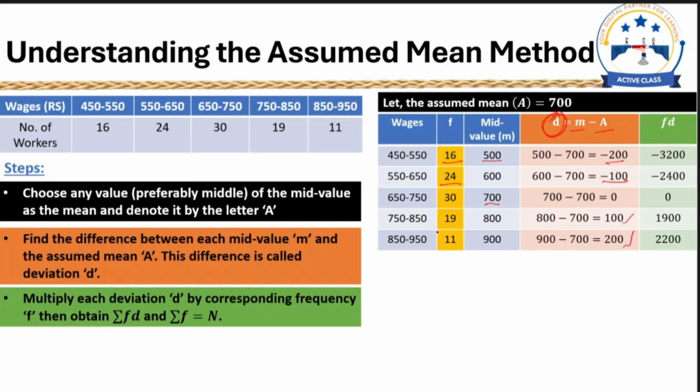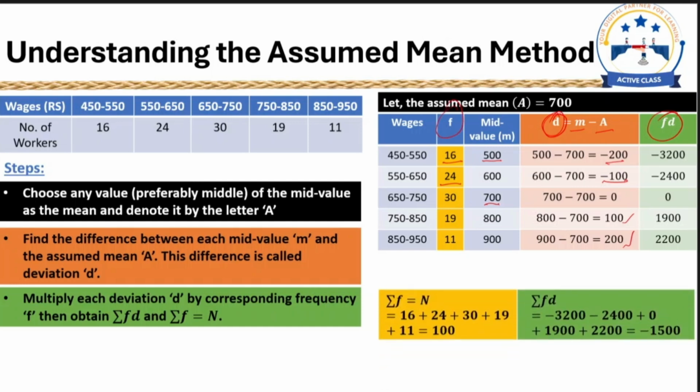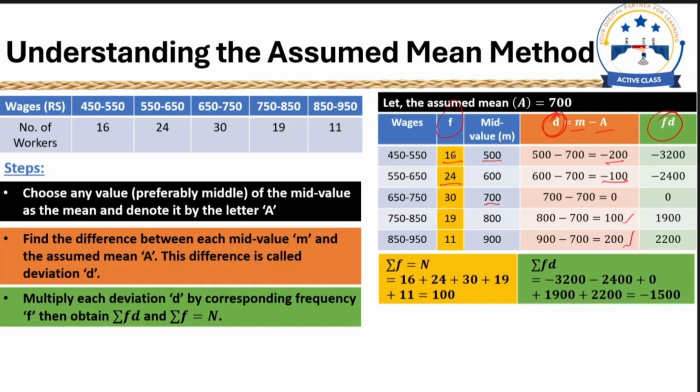0 into 30 is 0. 19 into 100 is 1900. 11 into 200 is 2200. After that, find the sum of FDs and sum of F. That gives you sum of F: 16, 24, 30, 19, 11. If you sum them all up, you'll get 100. Likewise, minus 3200 minus 2400 plus 0 plus 1900 plus 2200. This is minus 1500. This is the third step.